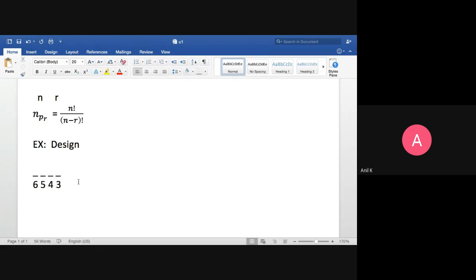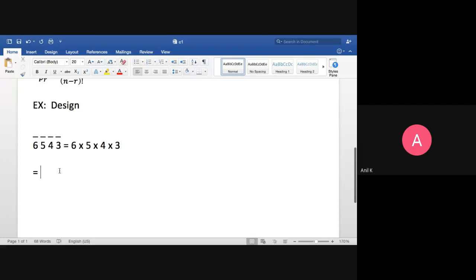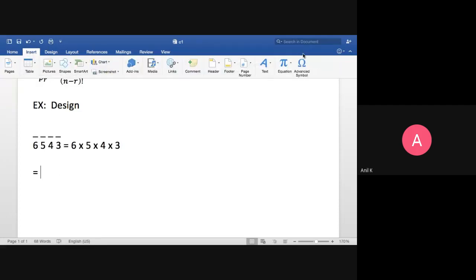Now, what I do here is, if you want to find the answer of this one, generally we write this. How we get the answer is 6 multiplied by 5 multiplied by 4 multiplied by 3. 6 into 5 into 4 into 3. So in the next step, let me insert the equation.